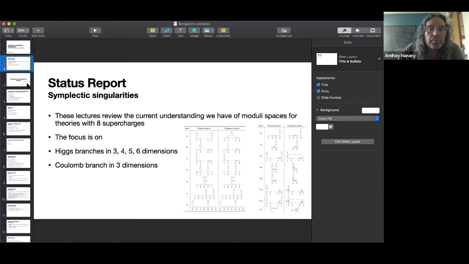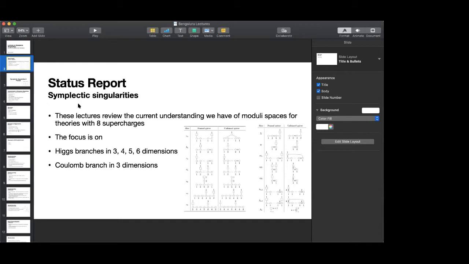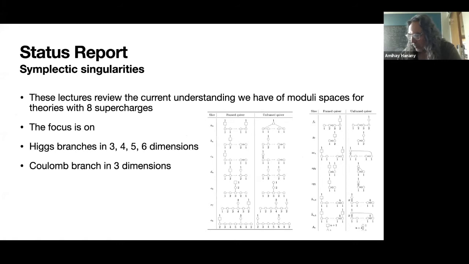Quick request, can you make it full screen? Oh, thank you. Now it's better, right? Okay, so let's proceed.